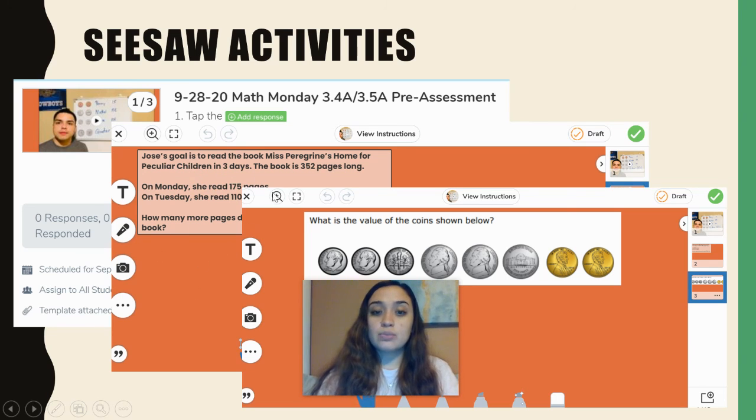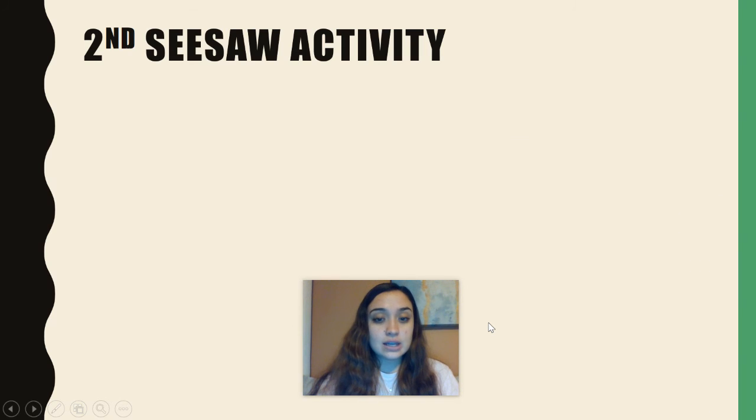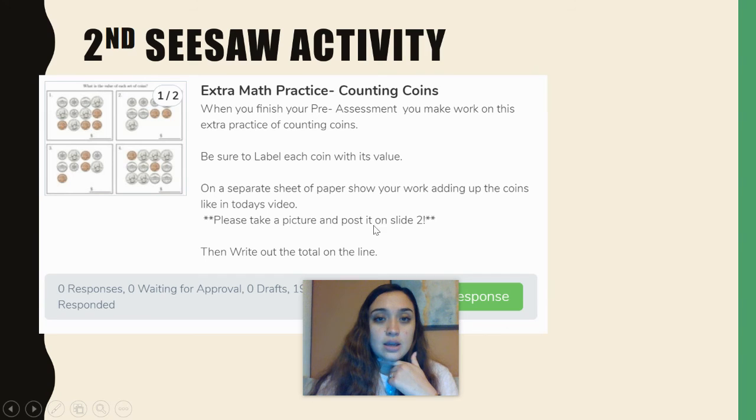I'll probably post small group tomorrow if you are struggling with this first question. And then the second question, you guys should be pretty familiar with the coins. Your second Seesaw activity, if you finish up this one and get done pretty quick, I want you to work on this extra practice of counting coins. This is what it'll look like in Seesaw. It says extra math practice, counting coins. I have the directions right here for you. When you finish the pre-assessment, work on that one first, the one that I just showed you.